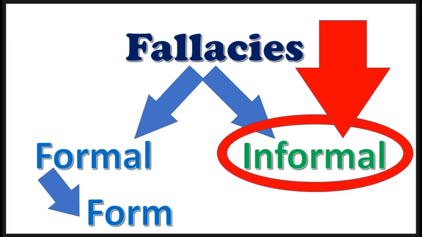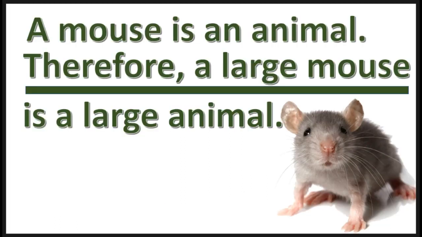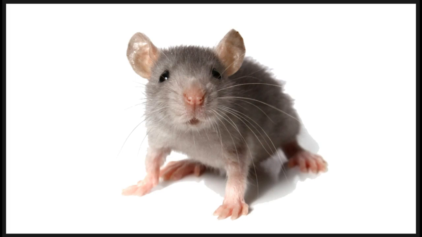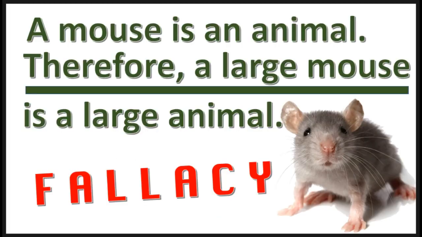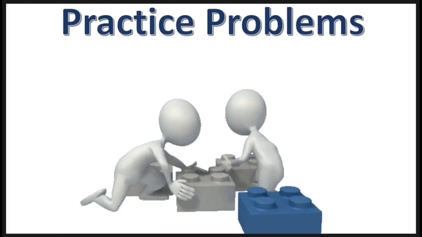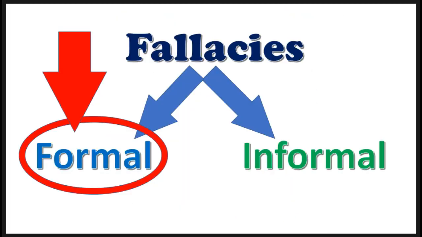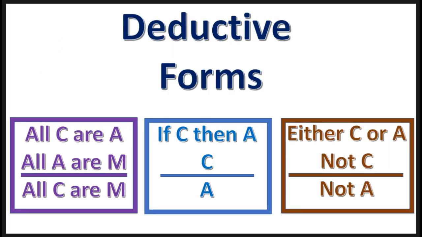Now, an informal fallacy is different. It must be detected by examining the information in the argument. So here's an example. Now notice you actually have to know information about mice in order to see the fallacy. Even a large mouse is a small animal. Now let's get some experience detecting formal and informal fallacies. But remember, formal fallacies only occur in deductive argument forms such as hypothetical syllogisms, etc.